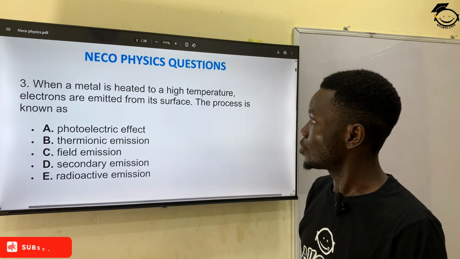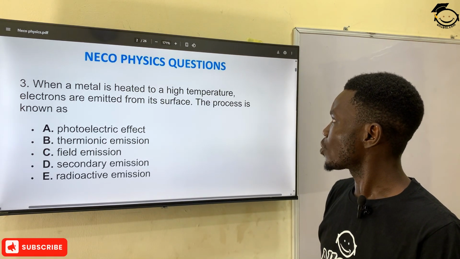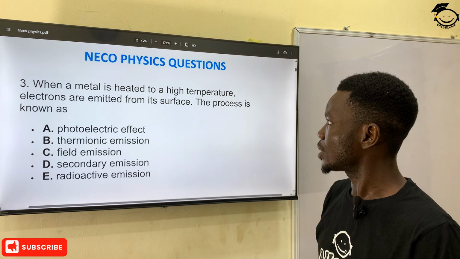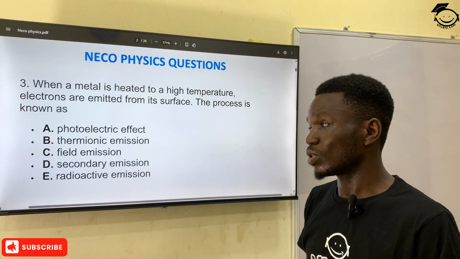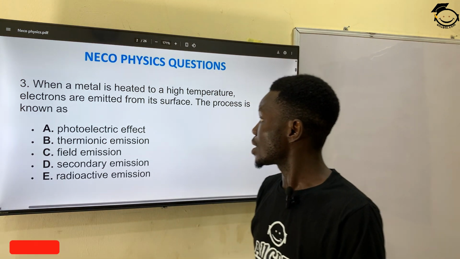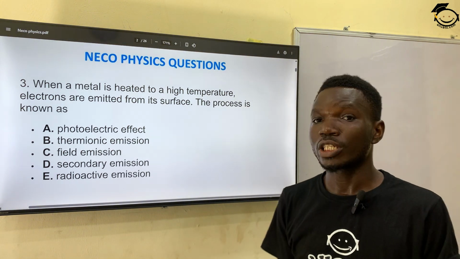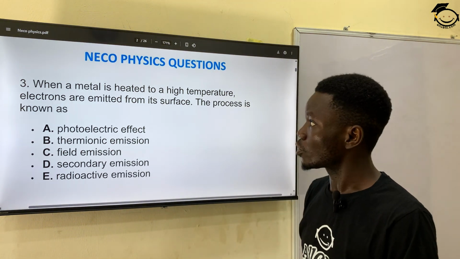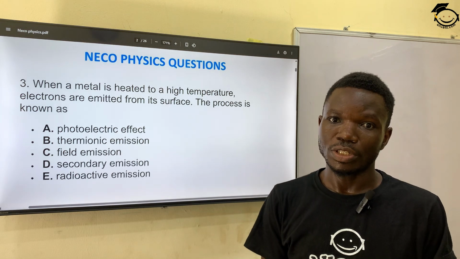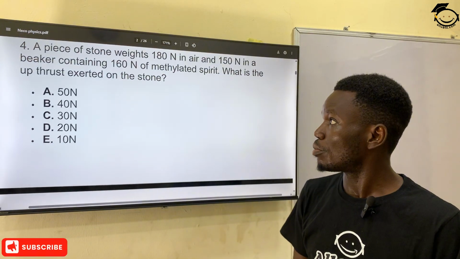Moving on to question number 3, it says when a metal is heated to a high temperature, electrons are emitted from its surface. This process is known as what? This process is simply the thermionic emission of electrons from a heated metal surface. Moving on to question number 4.